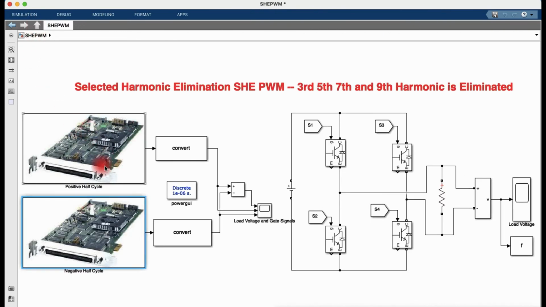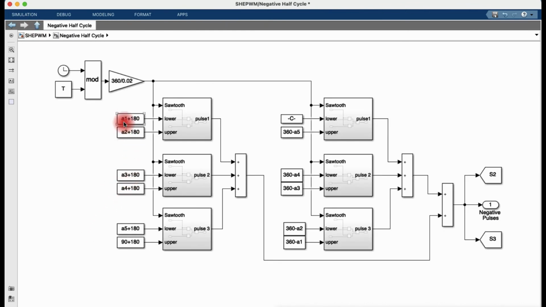So it is exactly the same, positive half cycle and negative half cycle, but you can see over here A1 plus 180, A2 plus 180, A3 plus 180, A4 plus 180, and so on up to 270. And then similarly for the last quarter cycle of the negative half cycle waveform, and those are applied to S2 and S3, and this is the block generating the sawtooth waveform.